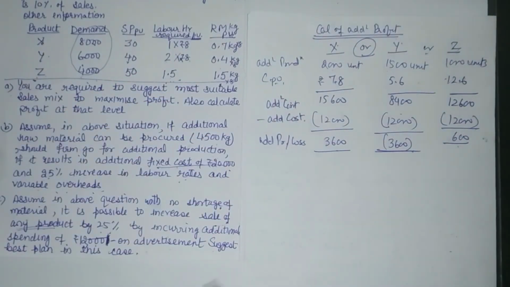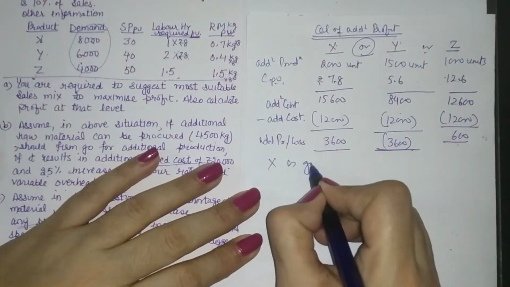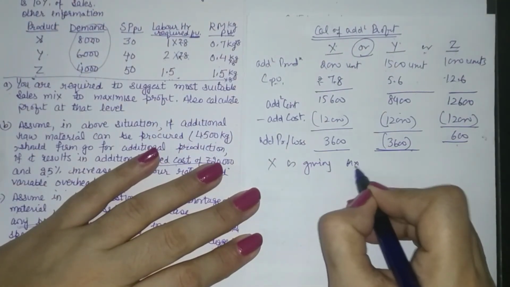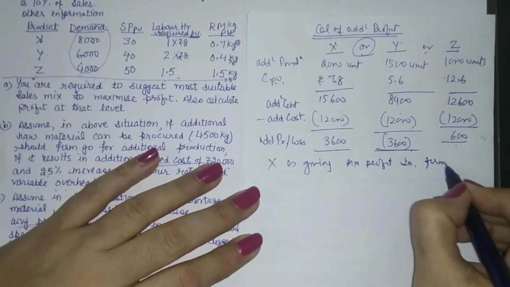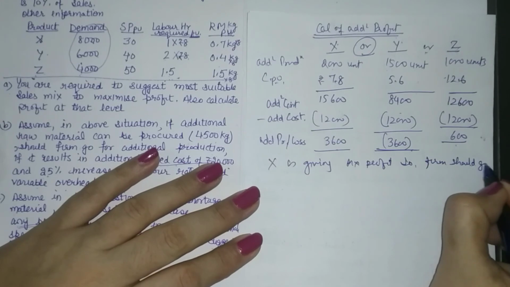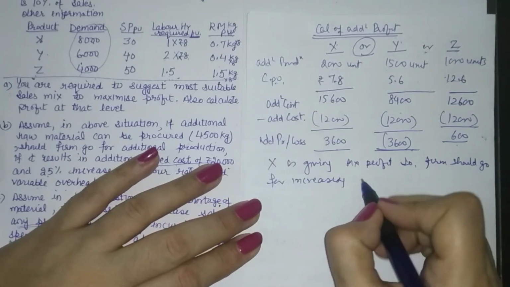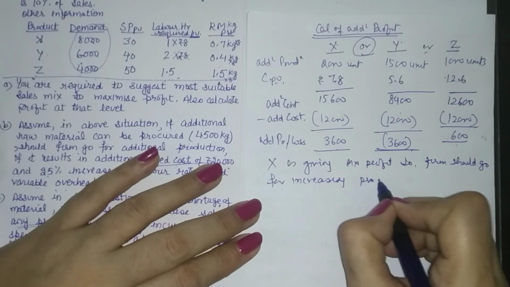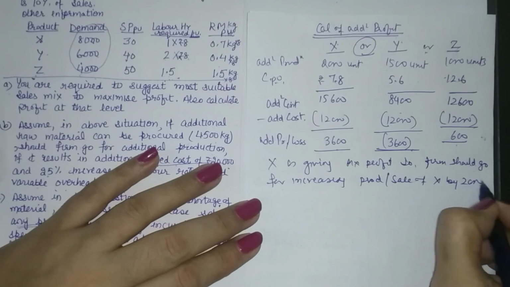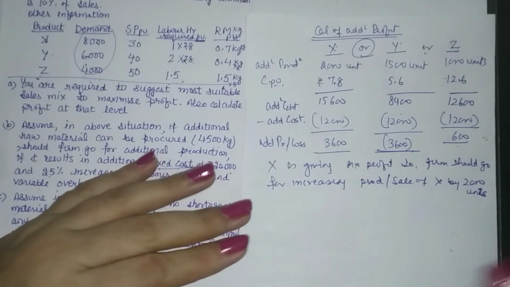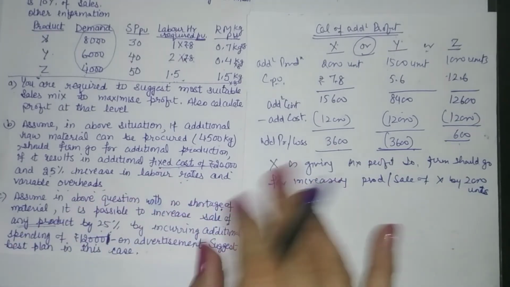So we make the decision which suits us best. So in the given scenario, since X is giving maximum profit, so firm should go for increasing production and sale of X by 2000 units. You can elaborate your answer in any manner. This will give us profit of 3600. Okay, you can add that.